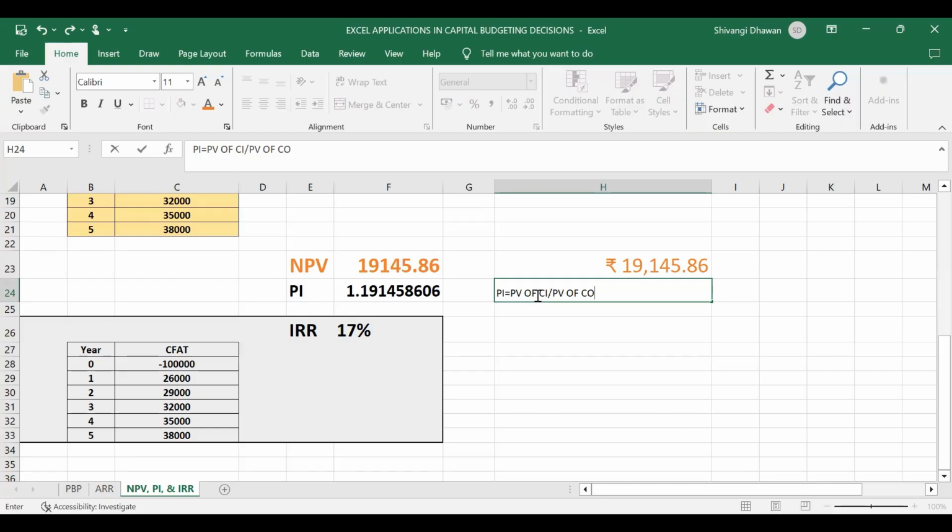If PI is less than 1, you will reject the project because it won't be feasible and profitable to invest in that project. And if PI is equal to 1, then again you are indifferent because this makes your present value of cash inflows equal to your present value of cash outflows.